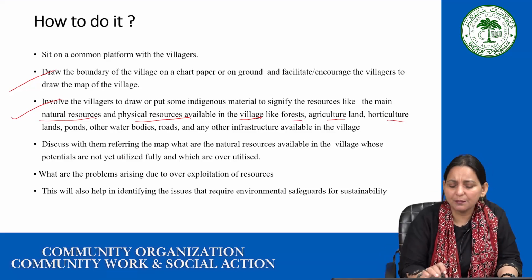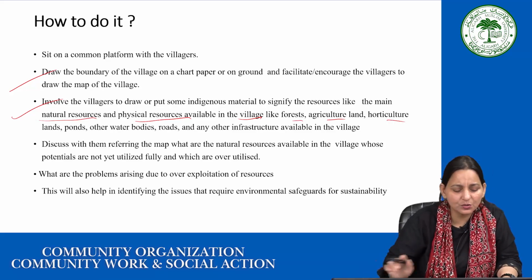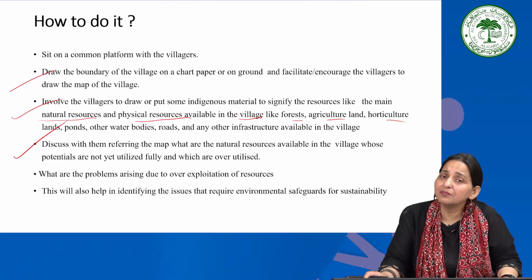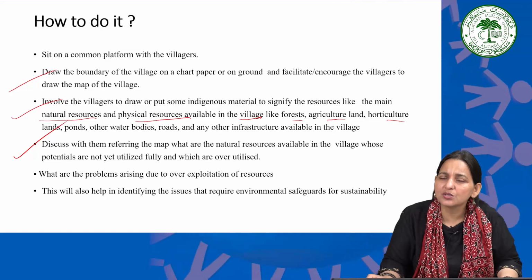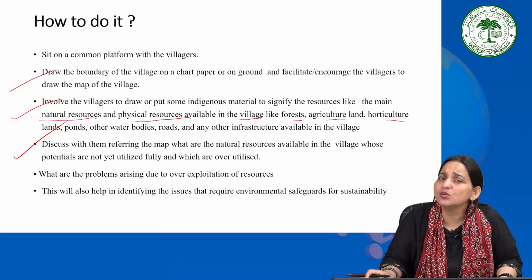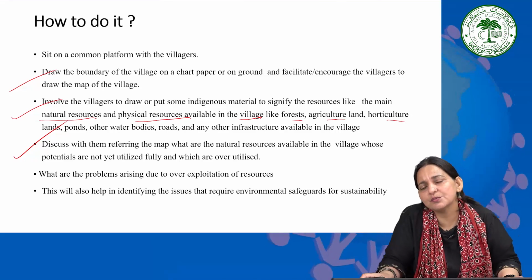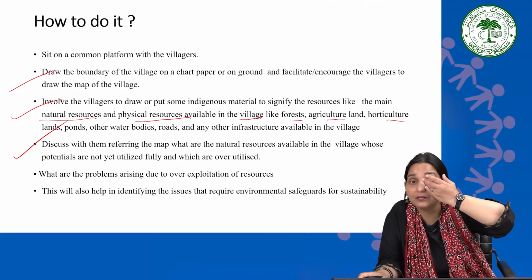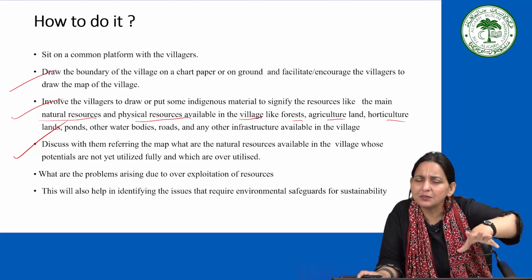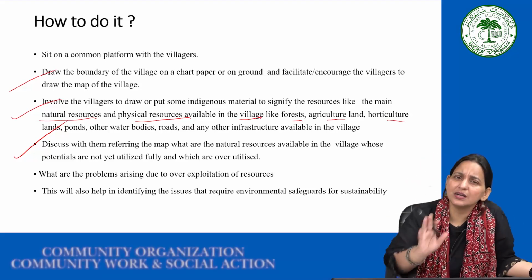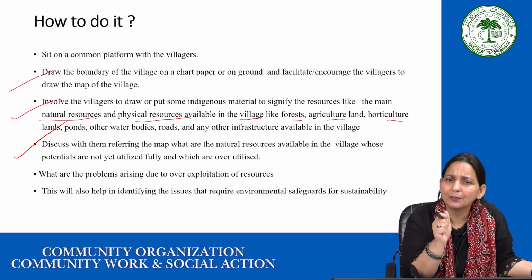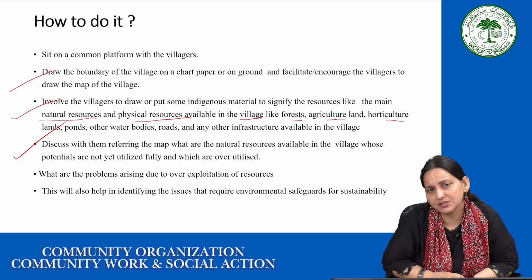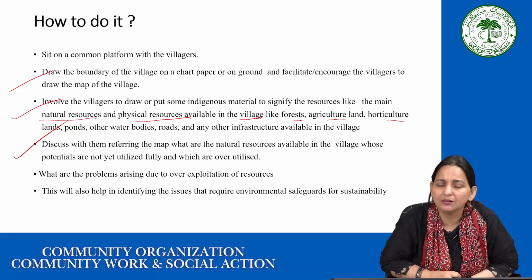Discuss with them, referring to the map, which natural resources available in the village have potential that is not yet fully utilized and which are overutilized. It is important to know which resources have not been used yet and which are being overused. Overutilization of some resources is a kind of threat, because in coming years those resources are going to be depleted. The resources which have not been utilized have a lot of potential, and by tapping them the whole community could get a lot of benefits. So this is so important.